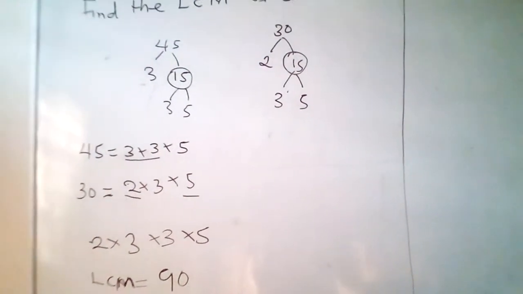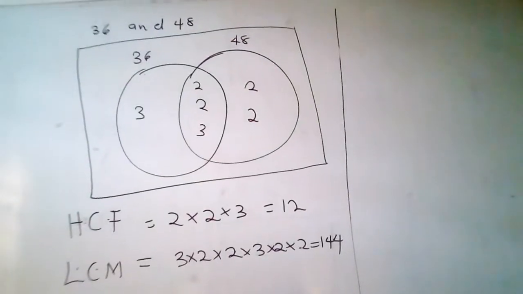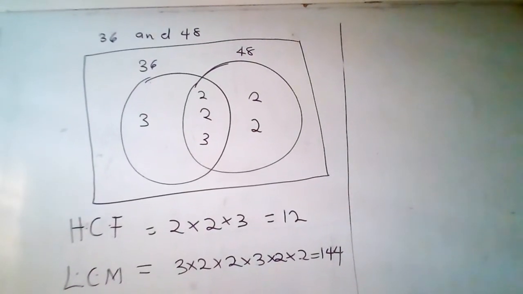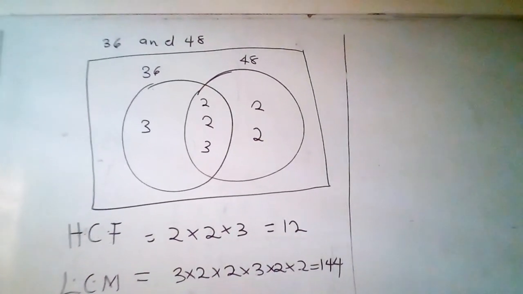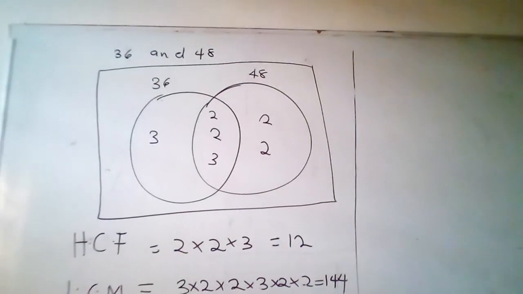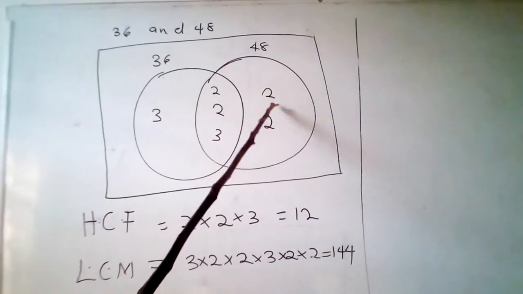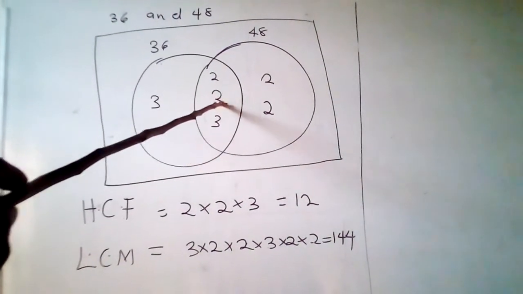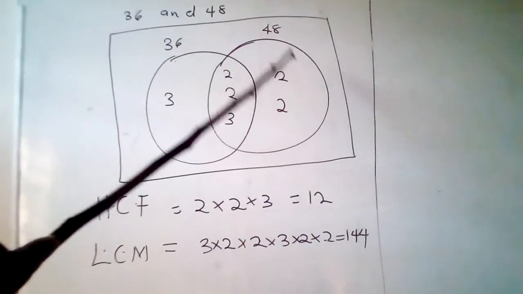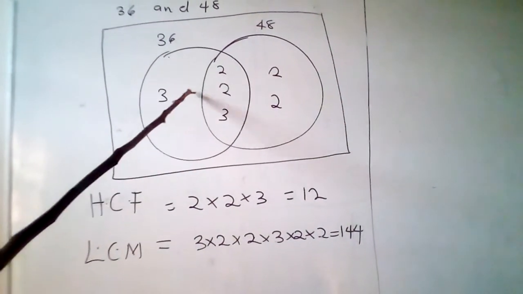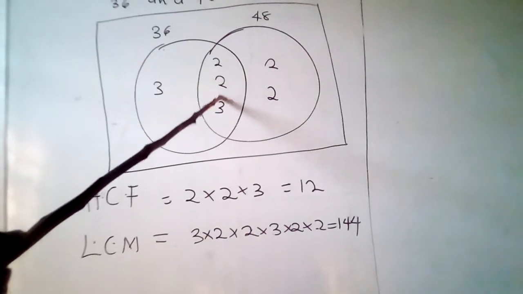So let's look at where we will use what? The Venn diagram. Okay, so using Venn diagrams to find the HCF and the LCM of numbers. So let's find for 36 and 48. Factors of 36 are here, and factors of 48. The middle one is the common one. The 2, 2, 3 are the common ones. 3 here is not common. That's why we do not have any numbers here. But the common ones are the intersection. So we call this one the intersection.